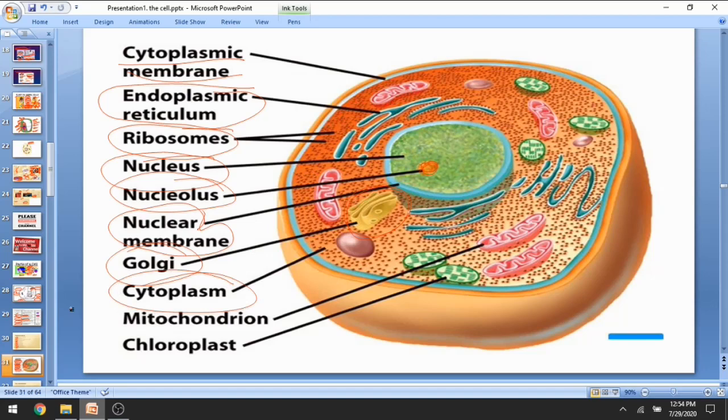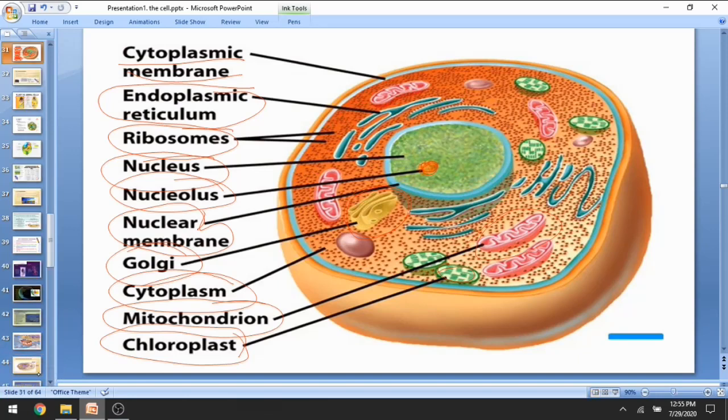Cytoplasm is a gel-like, transparent, semi-liquid material that gives shelter to all these organelles, performing vital activities within the cell. Mitochondria, the powerhouse of the cell, generate ATP, so that the cell never feels lazy. Chloroplasts are green pigments, and these are only present in plant cells, responsible for carrying out photosynthesis. So this is the basic structure.